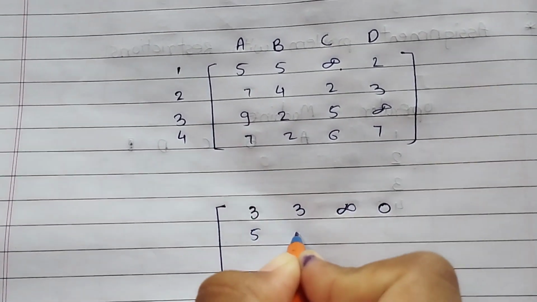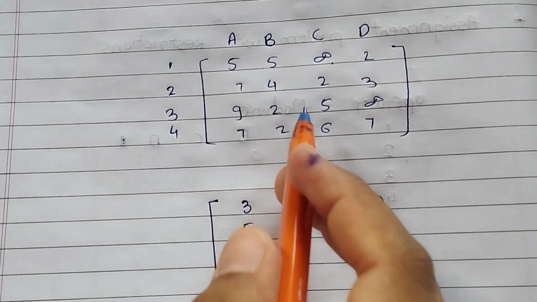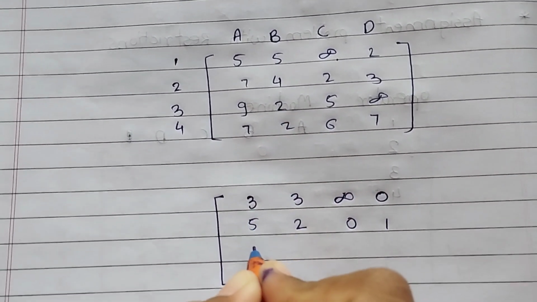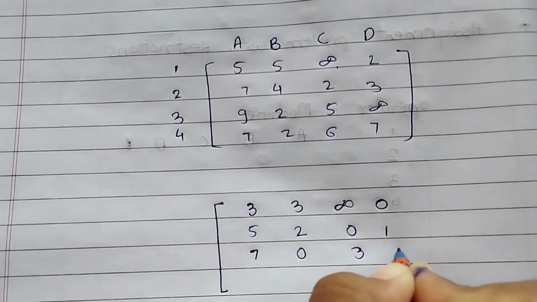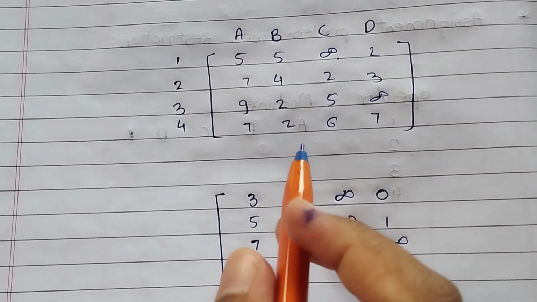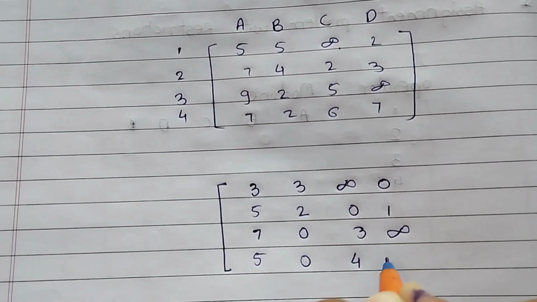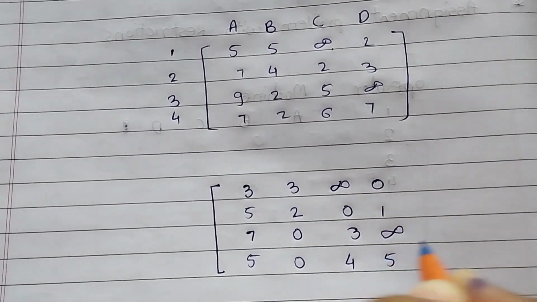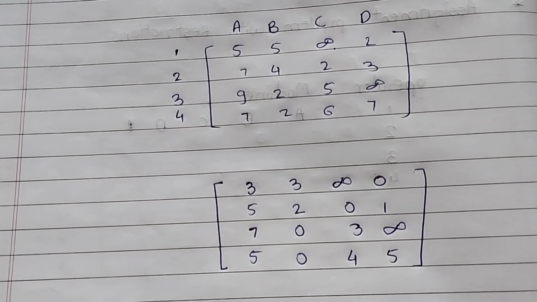Now from the second row, again 2 is the smallest. So 5, 2, 0, 1. From the third row, 2 is the smallest. So 7, 0, 3 and infinity. And again in the last row 2 is the smallest. So 5, 0, 4 and 5. This is the second reduced matrix.